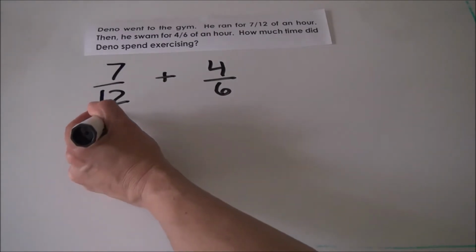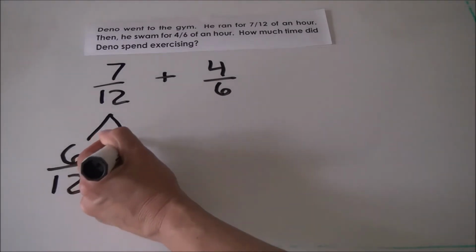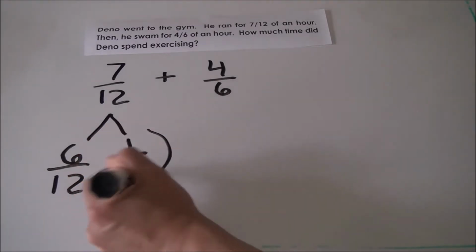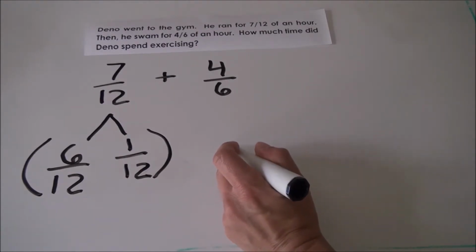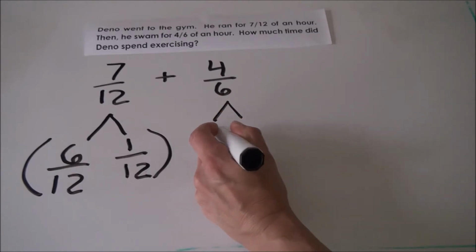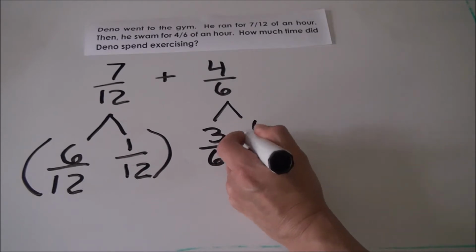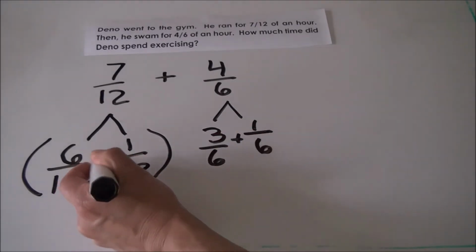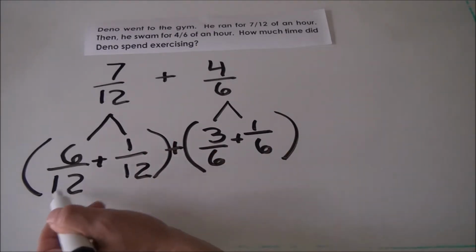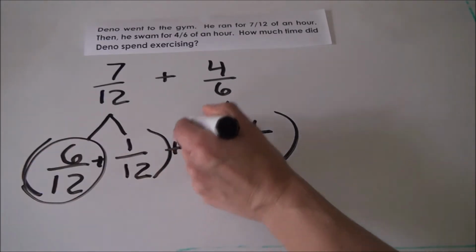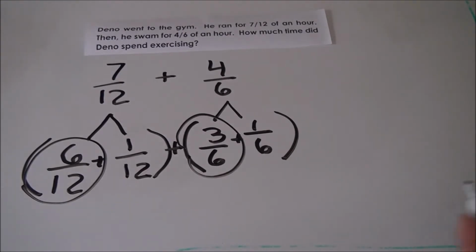We know 7/12 is just a little more than 1/2. We know this because it can be decomposed into 6/12, which is equal to 1/2, plus another 1/12. We also know that 4/6 is just a little more than 1/2. We know this because this can be decomposed into 3/6, which again is equal to 1/2, plus another 1/6. Now, we can see that we can take these two halves and make one whole. We now know that our answer is just a little more than one whole.